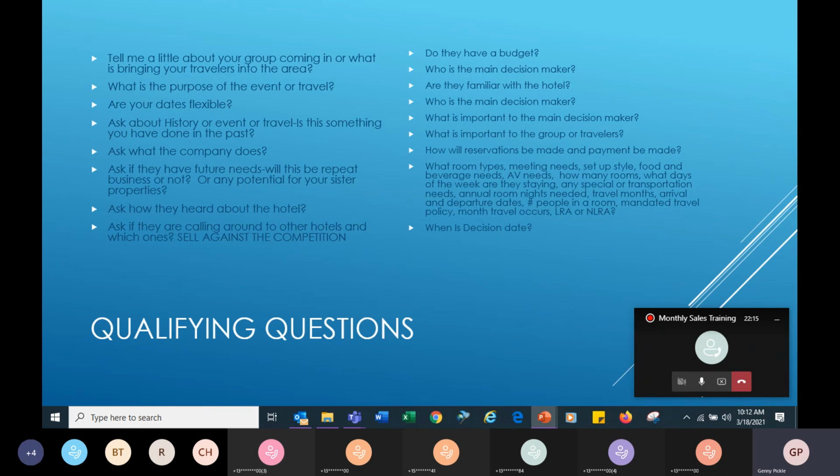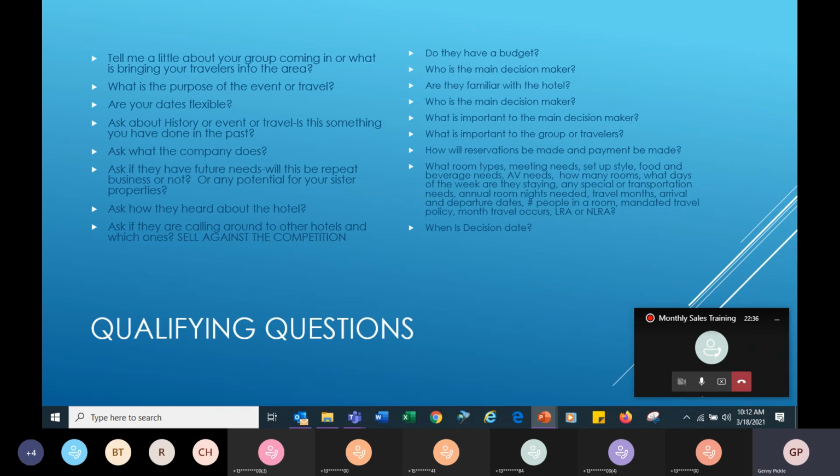Ask what the company does. What do you do? It's a very open-ended question. That can give you some good insight too as to any other needs that they might have. How they heard about the hotel. It's a good open-ended question.